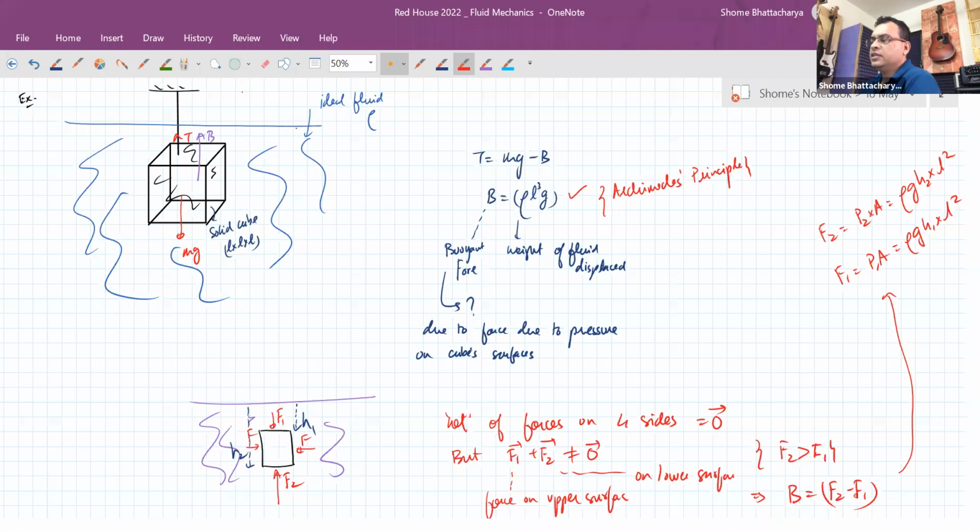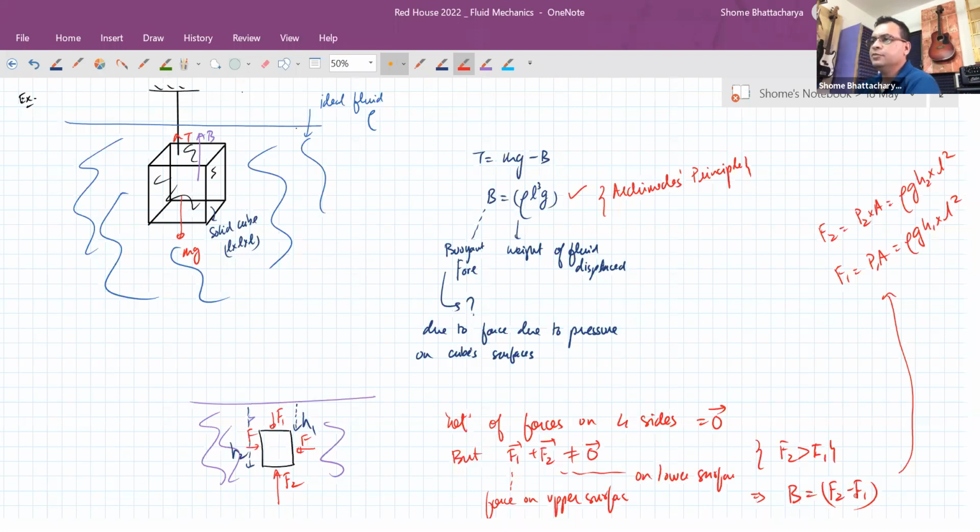But in the case of the cube, even if I keep it partially submerged, so that only a certain part of that vertical height L is submerged inside the liquid, it will be quite easy to prove that it's equal to the mass of liquid displaced into g, or the weight of liquid displaced.